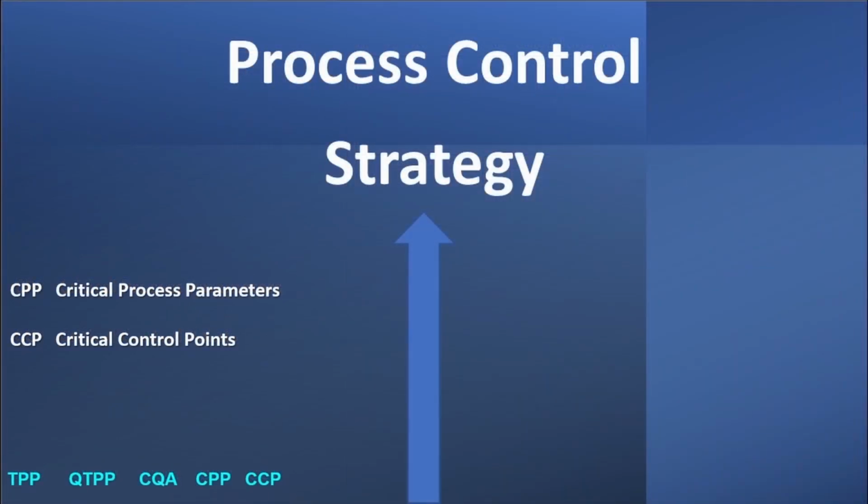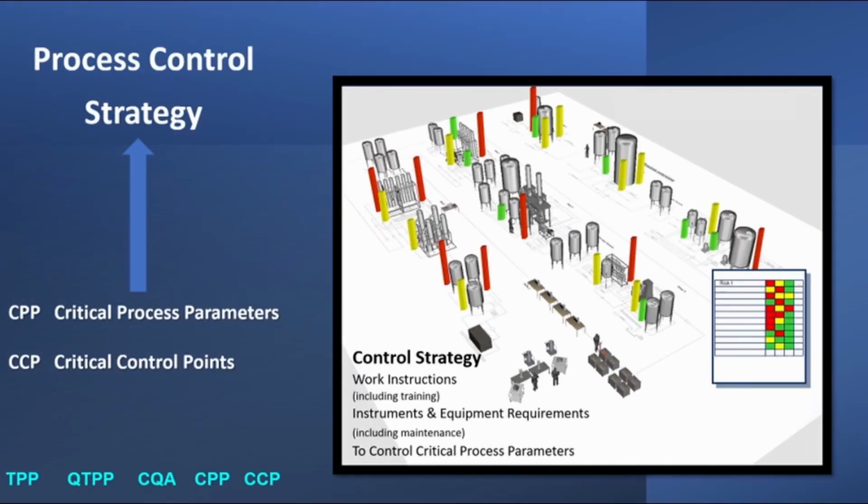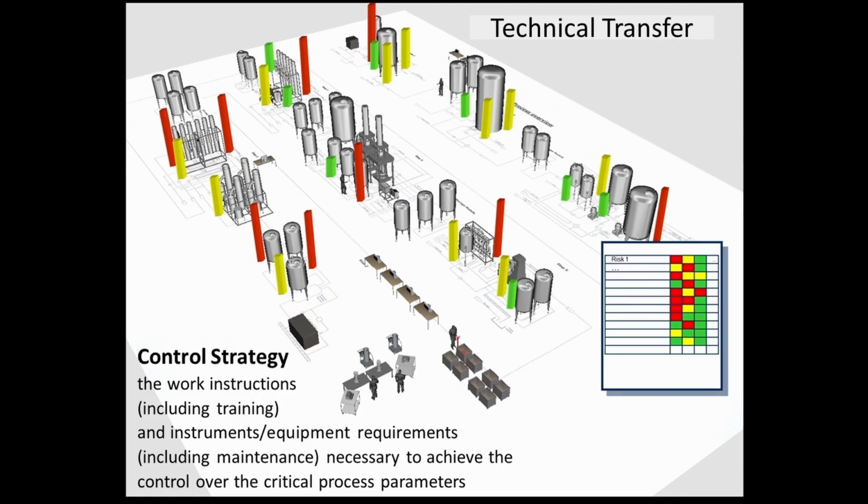The process control strategy is born from this process knowledge. In the process control strategy, the critical points, the SOPs, the worker training, and the monitoring program necessary to achieve the product specifications are defined. These then become the prerequisites for process validation.